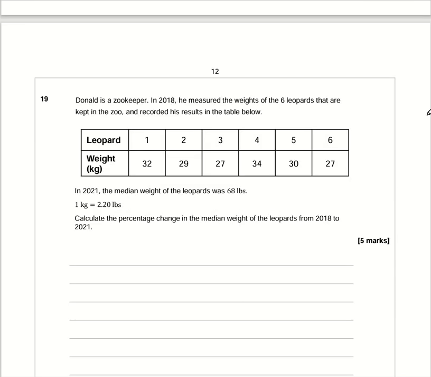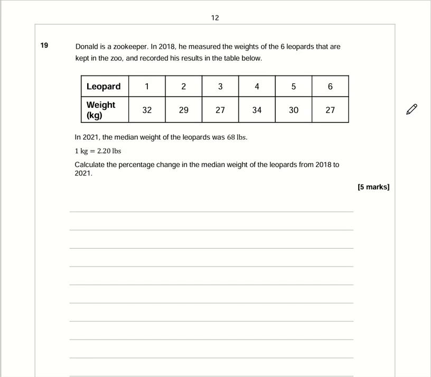Okay, so question 12. Donald's a zookeeper. In 2018, he measured the weights of the 6 leopards that are kept in the zoo and recorded the results. And in 2021, a few years later, the median was 68 pounds, and we've been asked to calculate the percentage change in the median weight. So what we need to do is work out the median weight of the leopards from this table here.